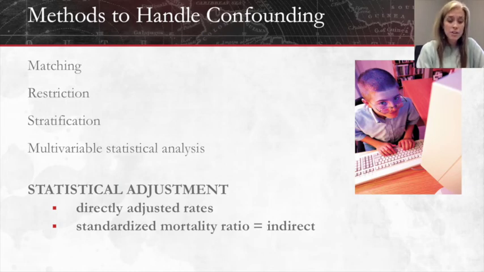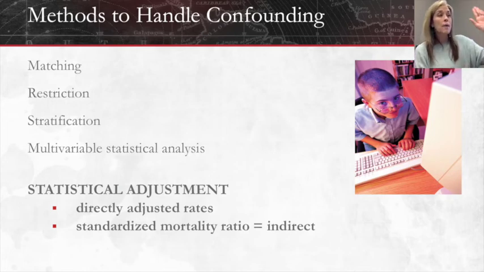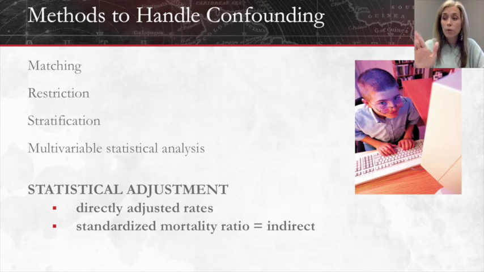Now you can match, so for every 80-year-old in Florida, I'm going to have an 80-year-old Alaskan in my study. You can also restrict. You can say, okay, in order to study cancer deaths, I'm only going to look at people between 15 and 44 years, depending on your research question. You can also stratify based upon groups. So you can say, you know what, I'm going to have my Alaska population here, my Florida population here.